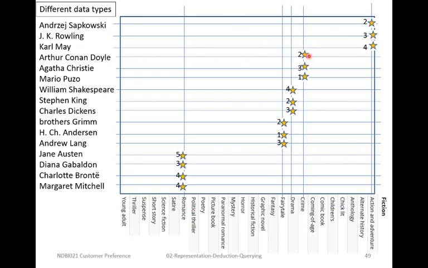And then we see crime. So here is Conan Doyle and Christie and Puzo, and here is William Shakespeare, King and Dickens for the drama, and here are the Brothers Grimm, Andersen and Lang for the fairy tale, and here is Jane Austen, Gabaldon, Bronte, Mitchell for romance. Okay, so we have here a data cube where here are writers, here are these categories, and here we have objects with the user preferences. So what we can see, the most preferred book read by this user was by Jane Austen.